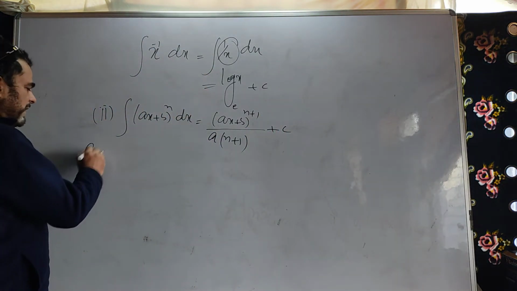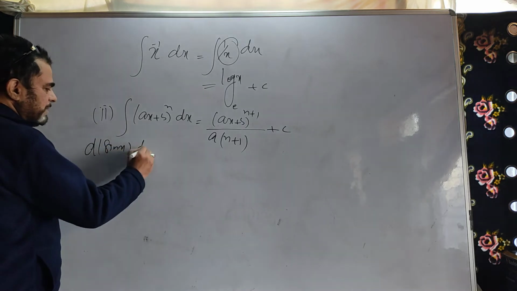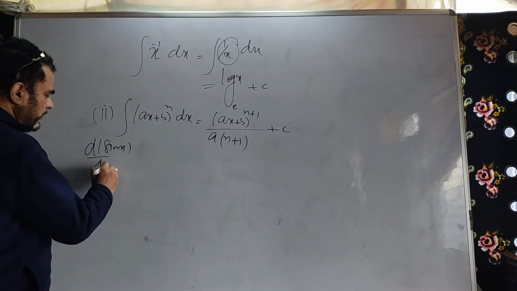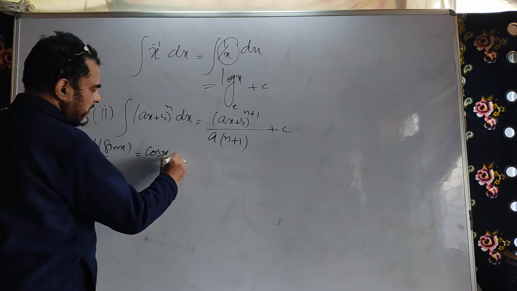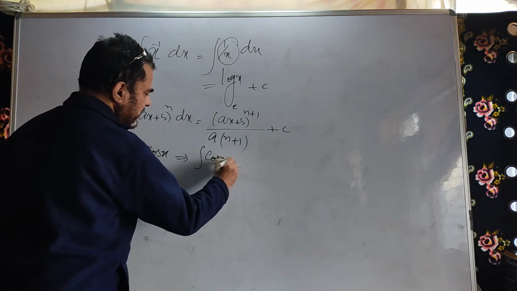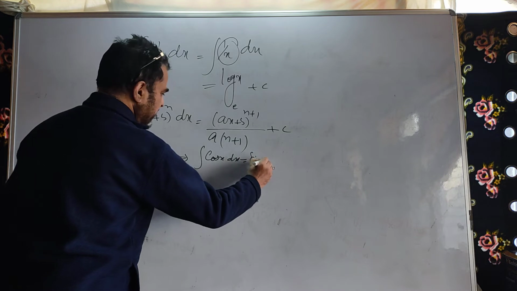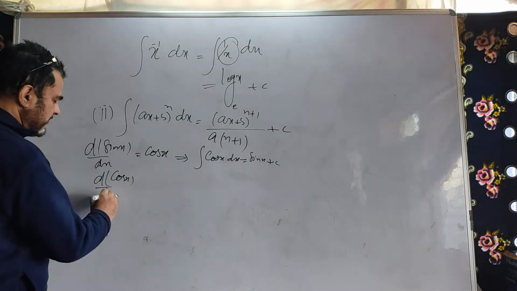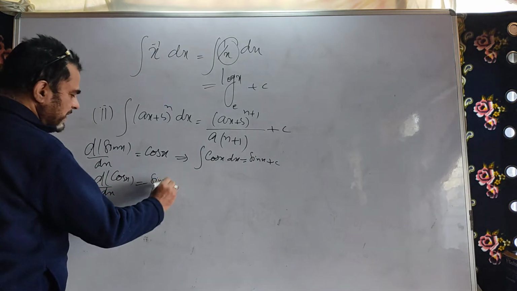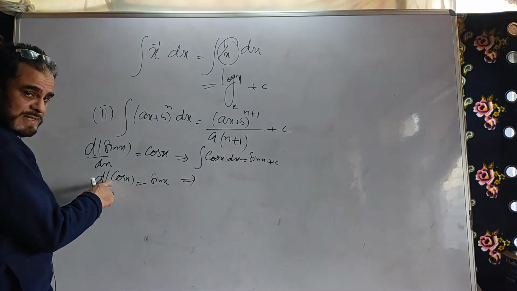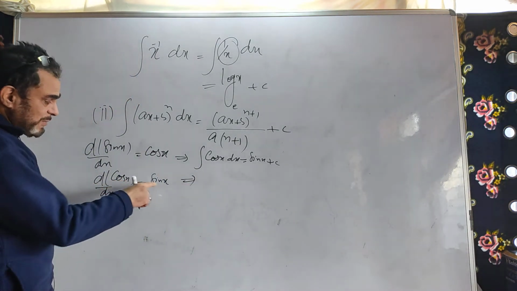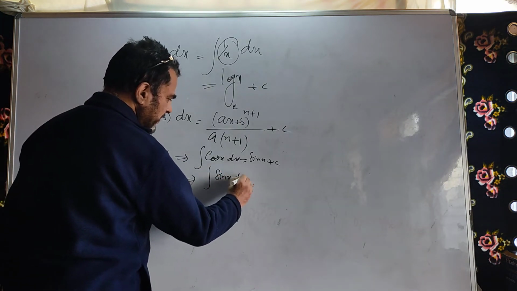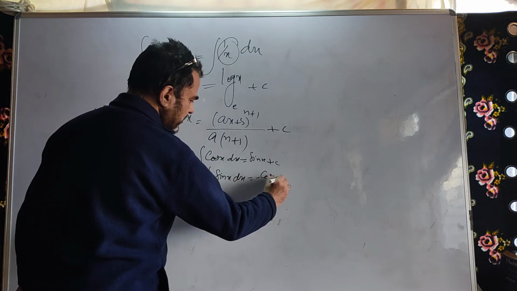Similarly, you know the derivative of sin x with respect to x is cos x. So on the basis of this, you can say the integral of cos x with respect to x is sin x plus c. You know the derivative of cos x with respect to x is minus sin x. So if I take this minus to this side, I can write the derivative of minus cos x with respect to x is sin x. Doesn't this mean the integral of sin x with respect to x will be minus cos x plus c?